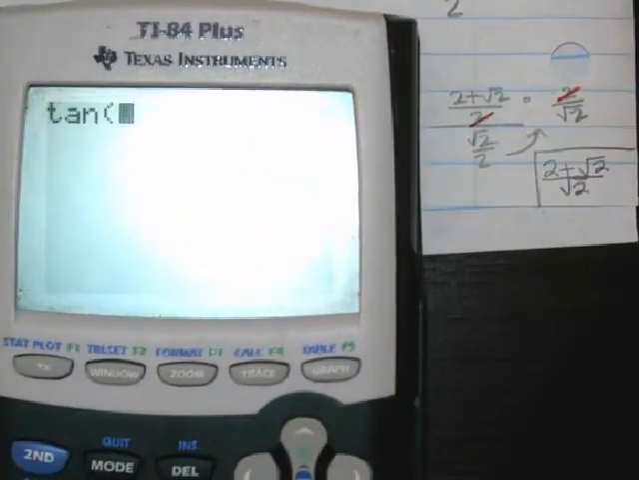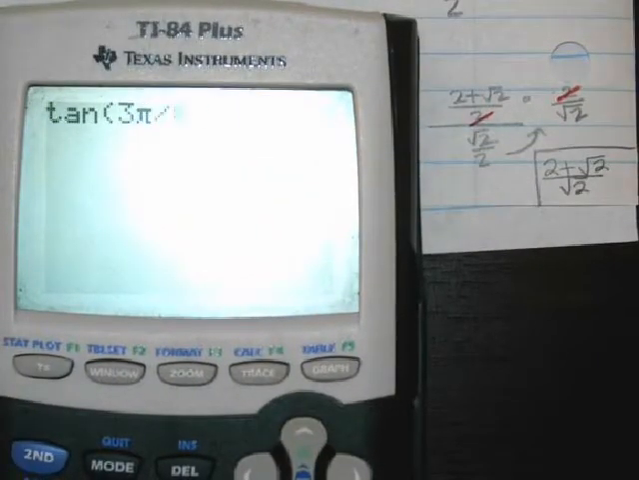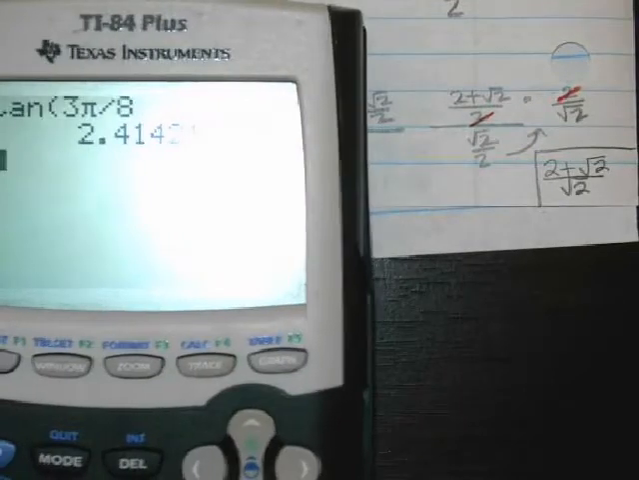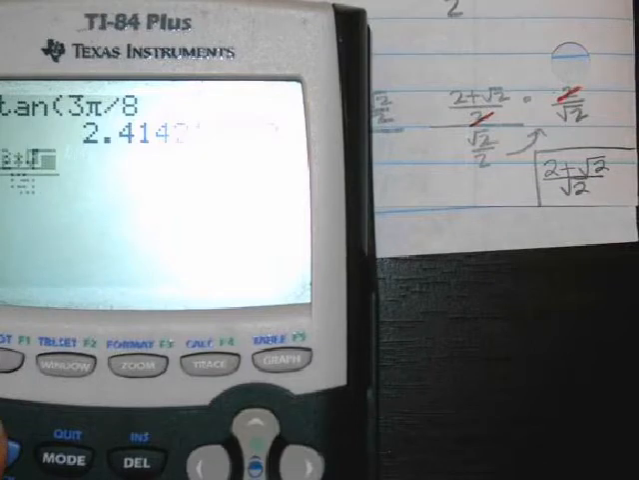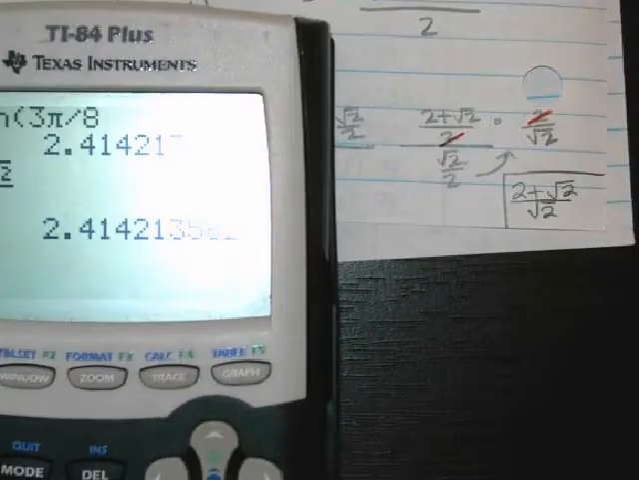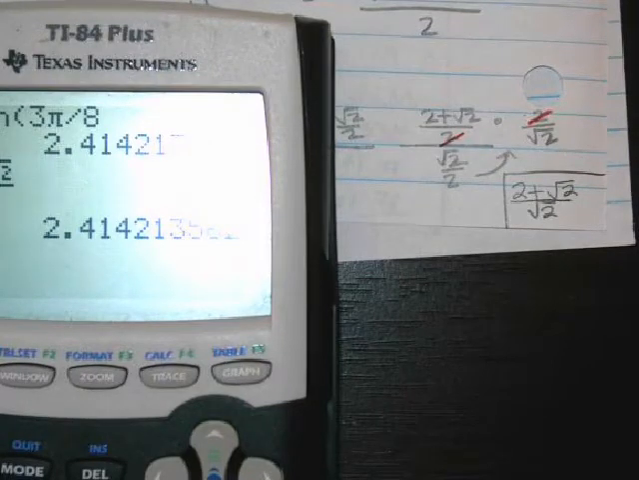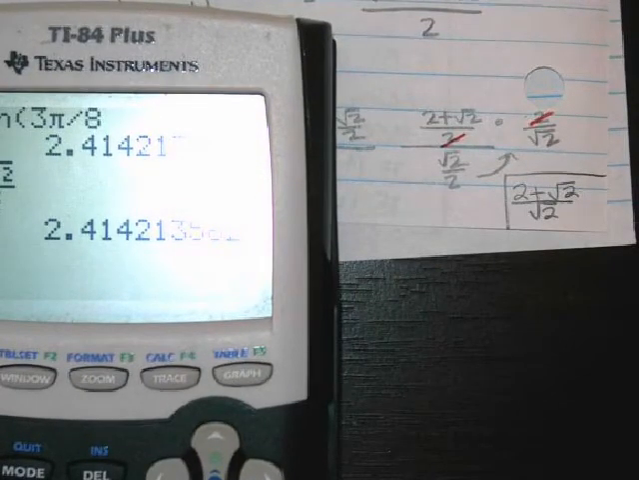But if we want to go back and double check our answer, we should type in tan of 3 pi eighths. And then we can type in 2 plus square root 2 divided by square root 2, and you can see that the answers match. Alright? Okay, any questions on those?